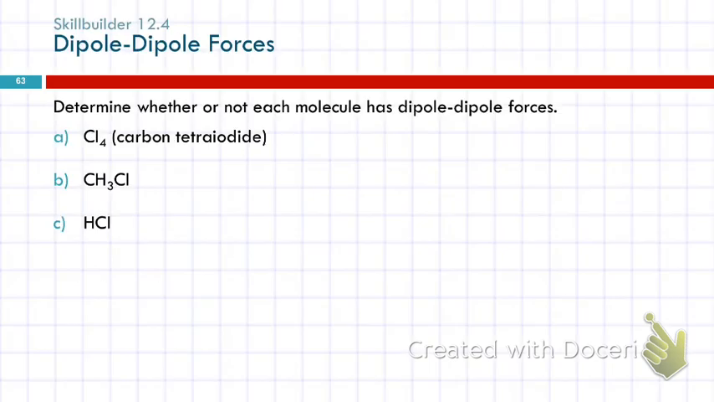So, determine whether each of these has dipole-dipole forces. So this first one, that looks like Cl, doesn't it? It looks like chlorine. This stupid font. The capital I and the lowercase l are exactly the same shape. So to avoid confusion, I wrote the name here, carbon tetraiodide.